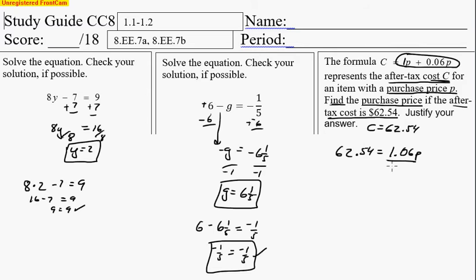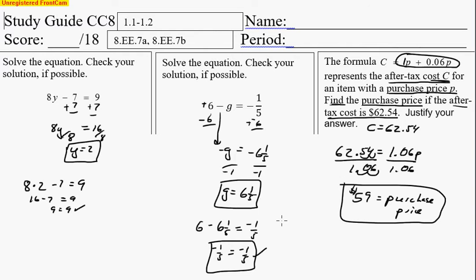So I divide by 1 6/100ths. And when I did that division, you move the decimal point over 2 spaces and you end up with $59. So $59 is the cost, or is the purchase price. So let's take a look at our third problem here.